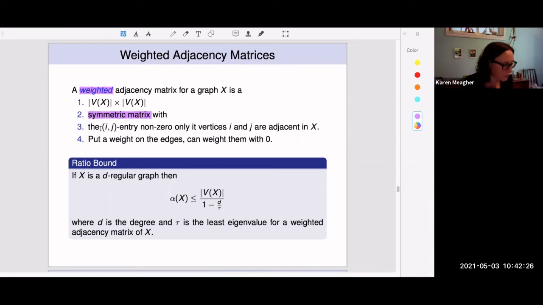So we get the ij entry non-zero only if there's an edge. I feel like maybe I wrote this terribly. The idea is that we're putting weights on edges, and that's what we enter in the matrix. And we can put a 0 there if we want. We can throw edges away. And then the ratio bound holds again. So this time the degree is more like the row sum, and tau is the eigenvalue of a weighted adjacency matrix. And we can get a lot of improvements by weighting our adjacency matrix rather than just using 0, 1.